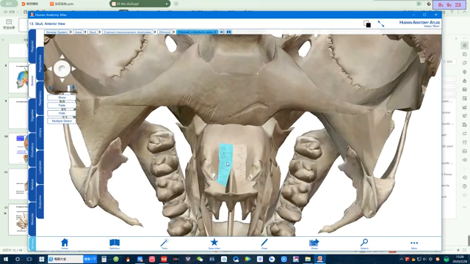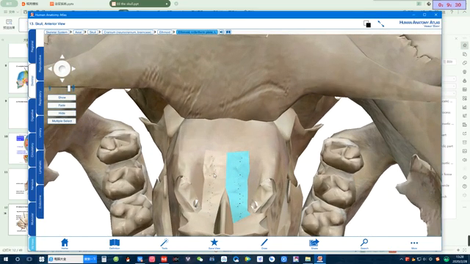Okay, and on the cribriform plate there are some foramina. You see, there are very small foramina on it, and there are the olfactory nerves. Some nerves will go downward to your nose from here. Okay.